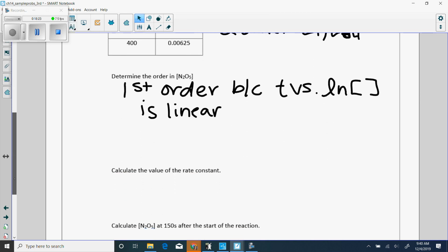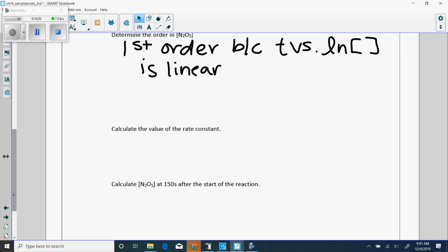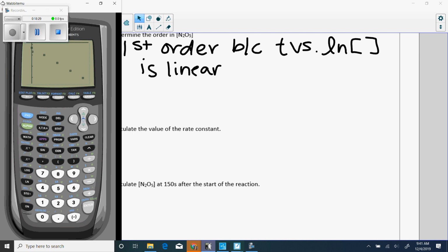Okay. So, calculate the value of the rate constant. The value of the rate constant is K, which is the slope. So we just need the slope of this line. I'm going to do some button pushing. If it overwhelms you, then do it a different way. I'm just going to get my line of regression and pull my slope off of that. Does that make sense to some of you?